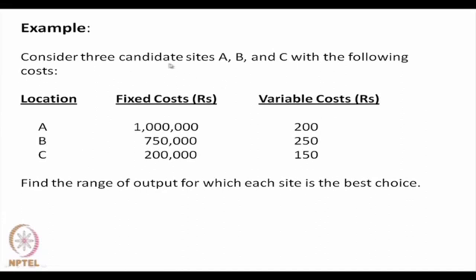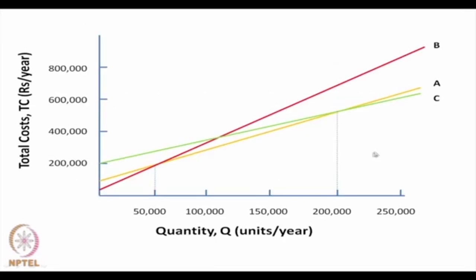This is an example. Consider three candidate sites A, B and C with the following costs. Suppose that we have estimated the fixed costs and the variable costs associated with location A, B and C in this fashion. Then we can find out the range of outputs for which each site is the best choice. This is shown here. This is the total cost for A. This is the green line. This is the yellow line A, and for B it is this, the lower value of a fixed cost and the higher variable cost, and C is the high fixed cost and low variable cost.